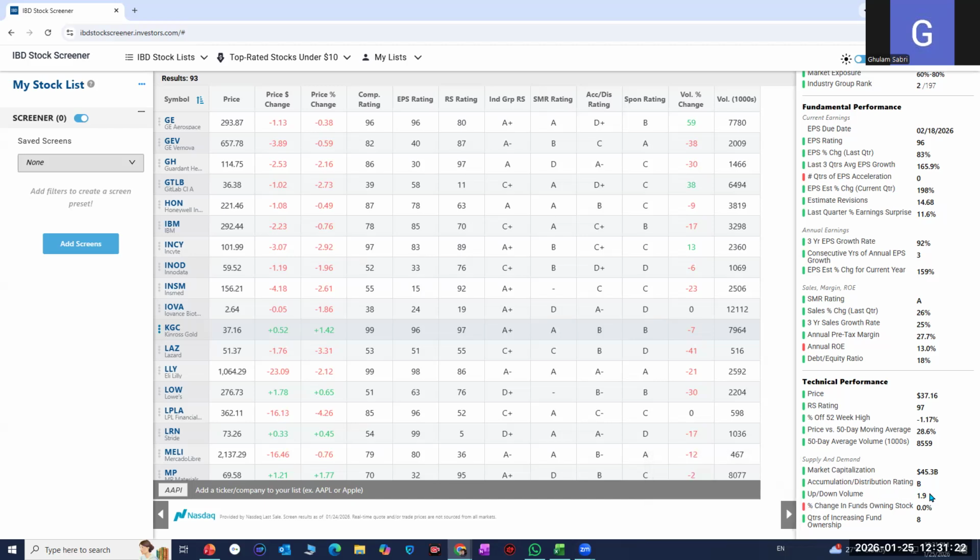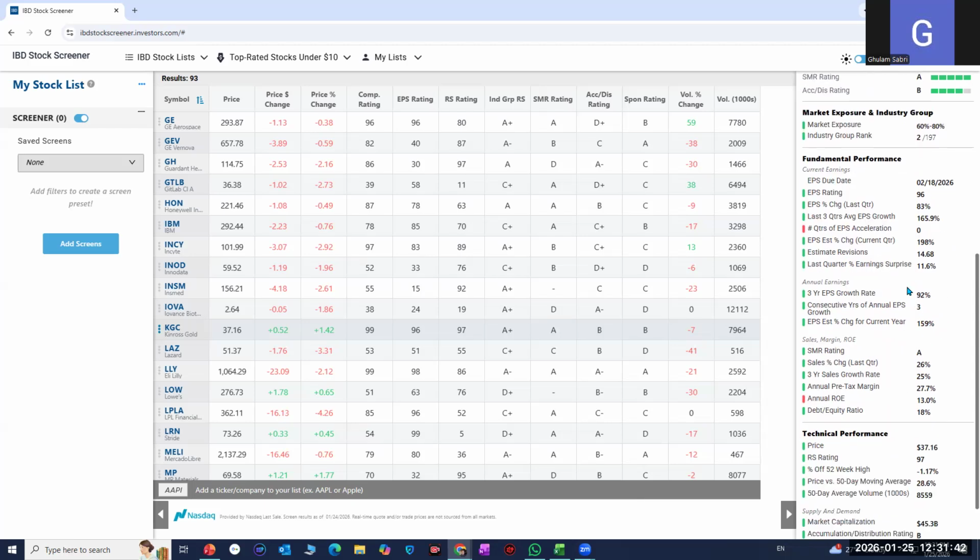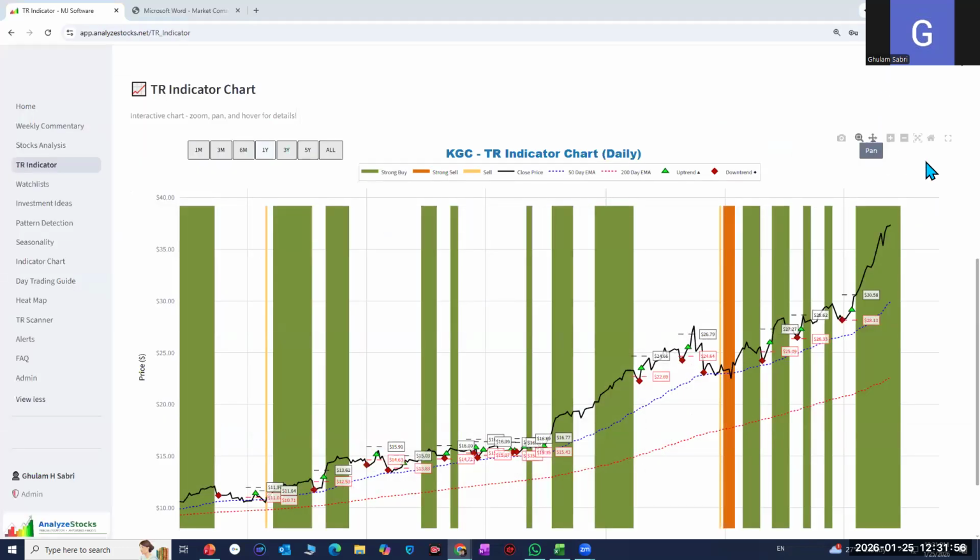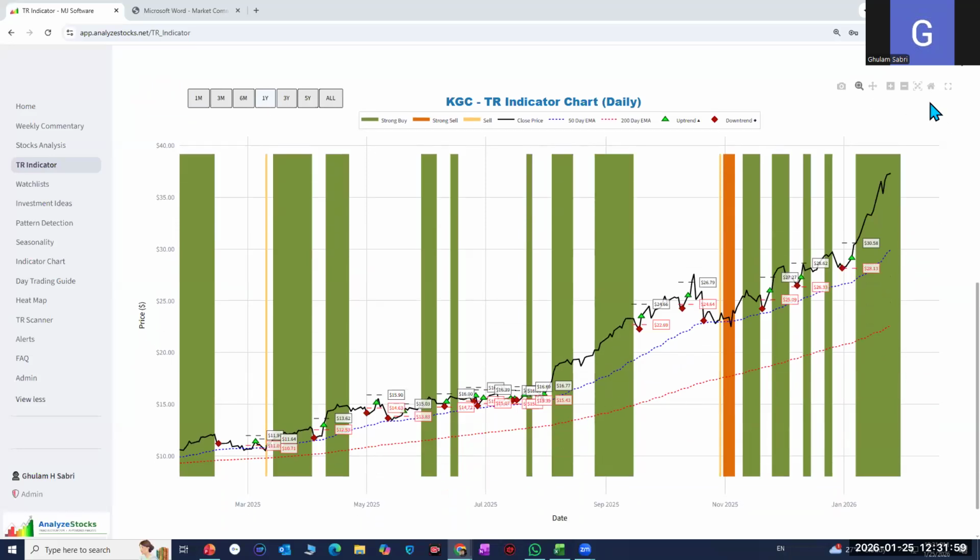Its up down volume is 1.9%, meaning that when it is up, it is always up 90% in a higher volume compared to the days when it is down. On the downside, the volume is always low and on the upside it is always high. So these are the fundamental things, basically sales, PE, ROCE or return on equity, and EPS, that we take into account before putting something in our weekly list of stock picks. It's a much deeper effort, not just the TR indicator itself.